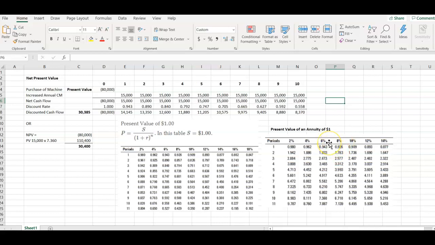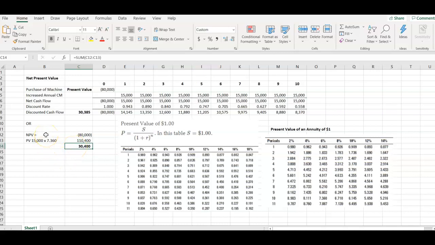So our project, 6% is our discount rate, and we're going to go down to year 10, 7.360, and I'm going to multiply my 15,000 times 7.360, and my answer is 110,400.